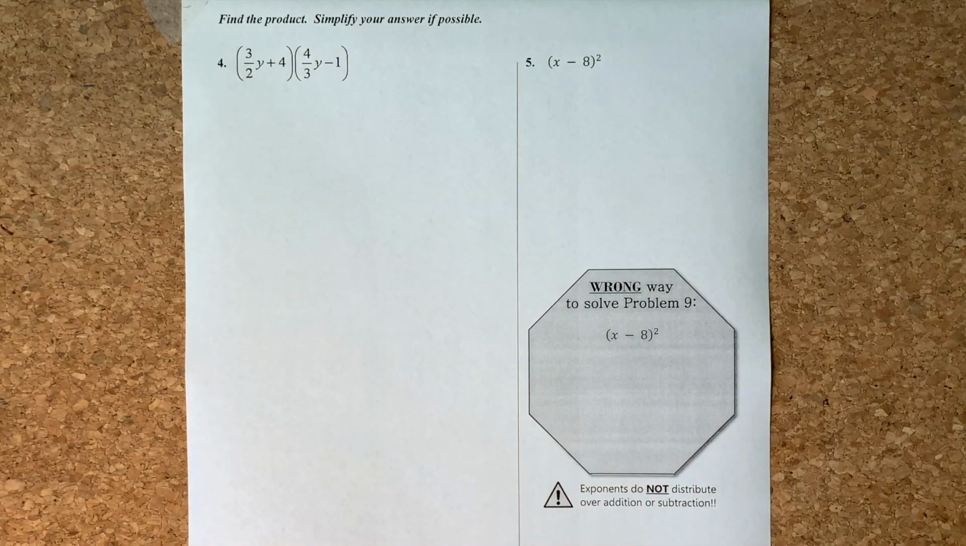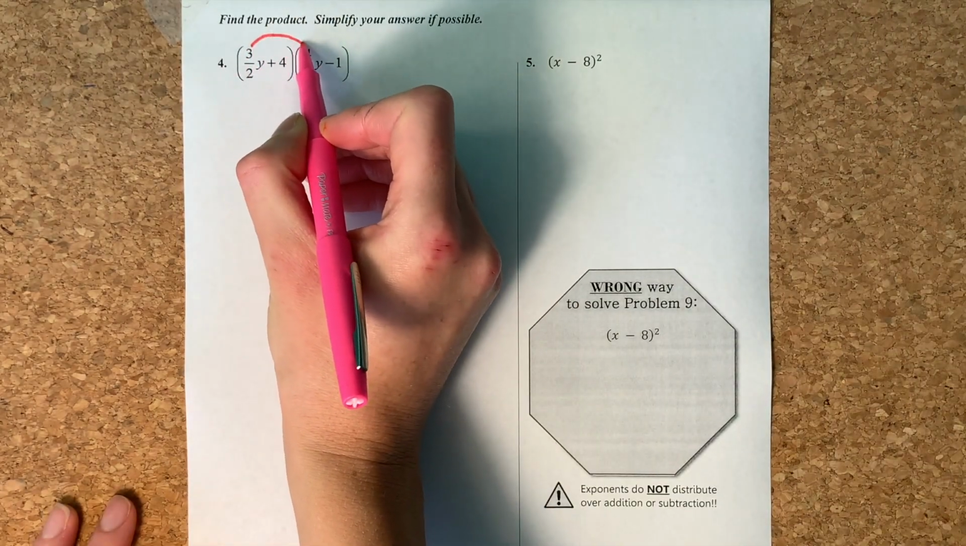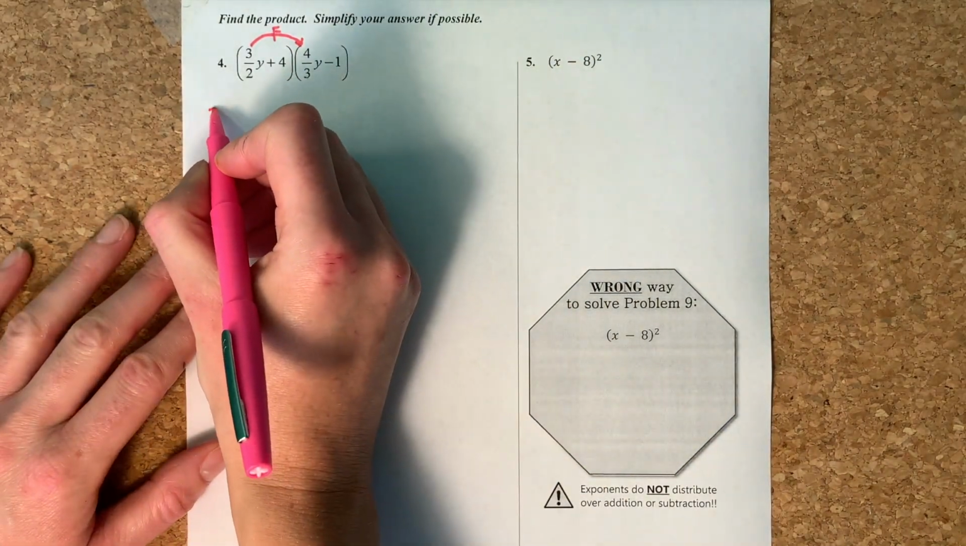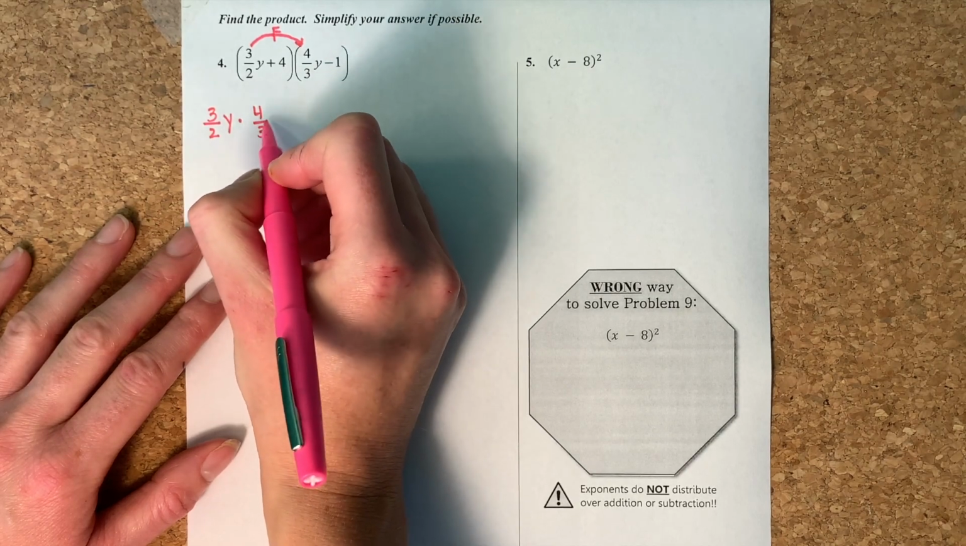So the F in FOIL stands for first. So I'm going to multiply the 3/2 y times the 4/3 y. And I'm just going to start by writing just that. 3/2 y times 4/3 y.